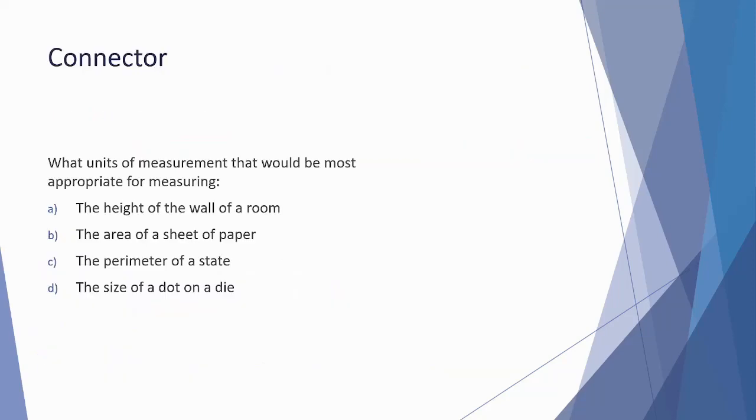So let's start off and think about some of the units of measurement we would use for the following items: the height of the wall of a room, the area of a sheet of paper, the perimeter of a state, and the size of a dot on the die. So if we're looking at the height of the room, we'd probably measure it in meters. Now, if we're trying to build something, we might move down in units to centimeters, but generally we'd look at a room and we'd think it's 1.5 or 2 meters tall.